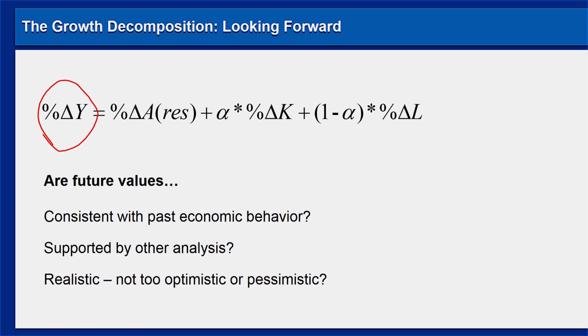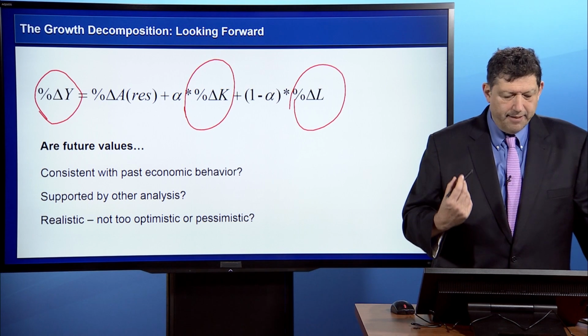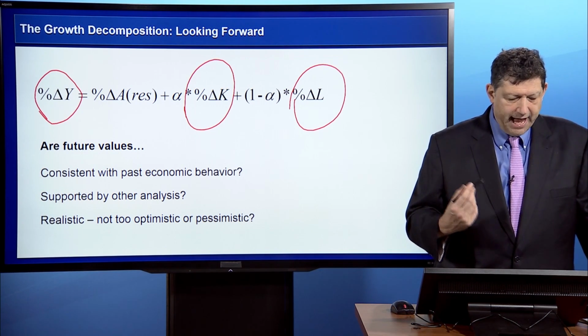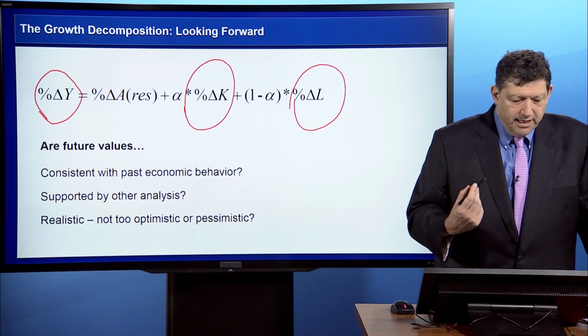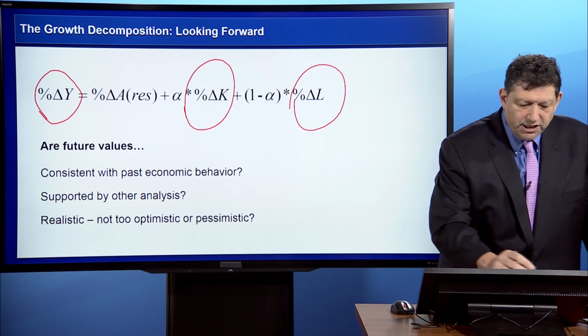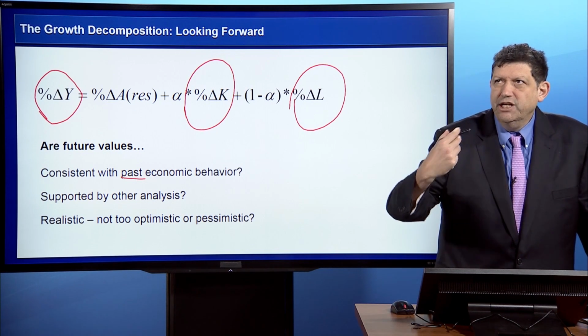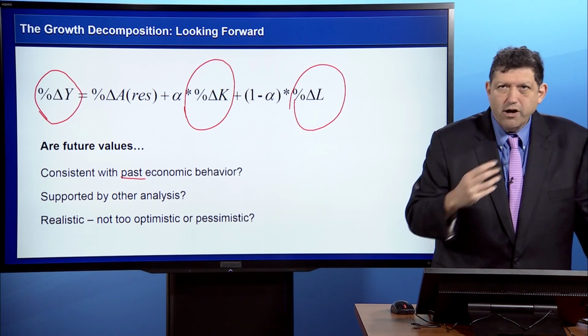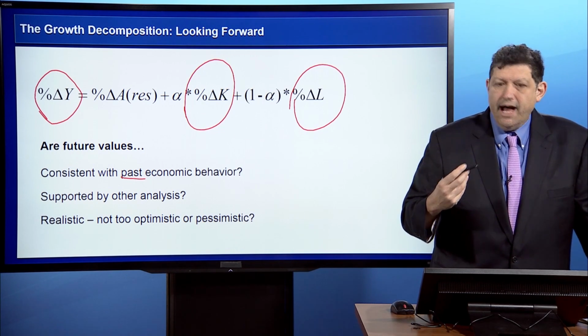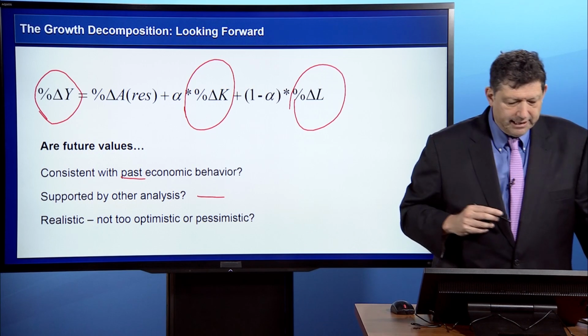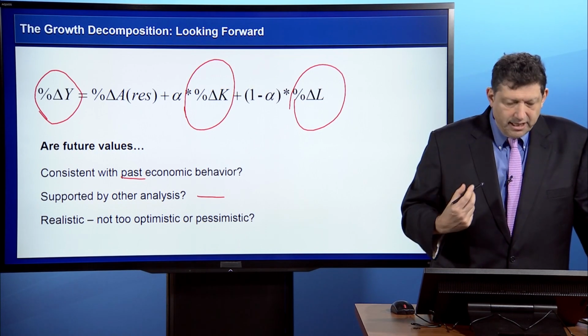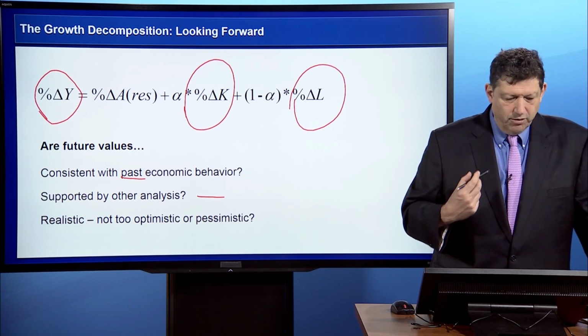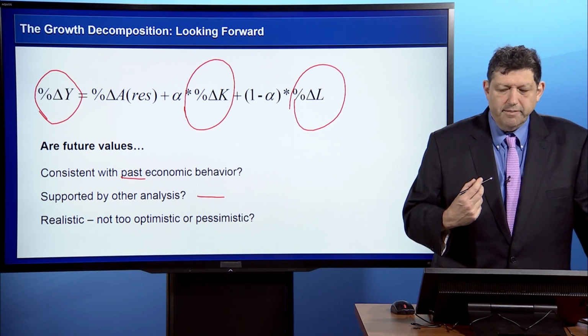And then we might even go a little bit further and say, well, here's what we think is going to happen to capital, and here's what we think is going to happen to labor, to employment in coming years. So the first thing that you have to ask is whether these future values are consistent with the past, if there's a very sharp break, or if things seem to be going on smoothly, if they're supported by other analyses, and at the end of the day, if they're realistic, if they're not too optimistic or too pessimistic.